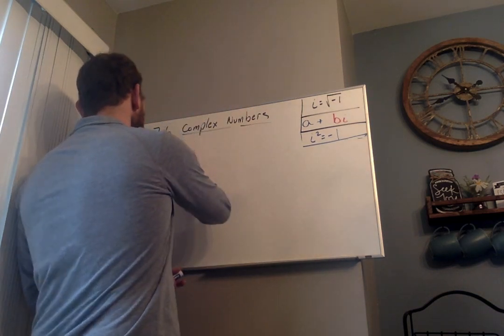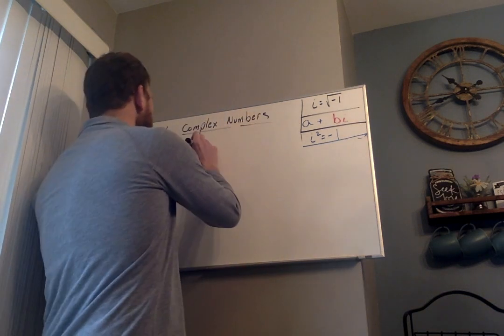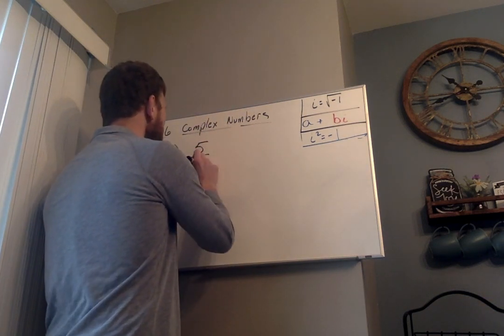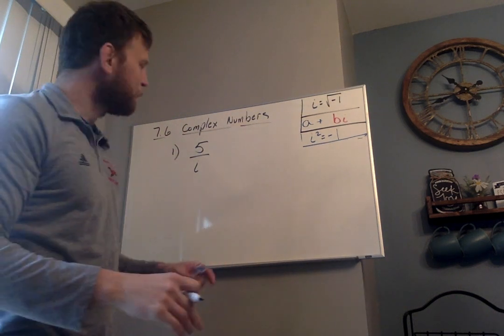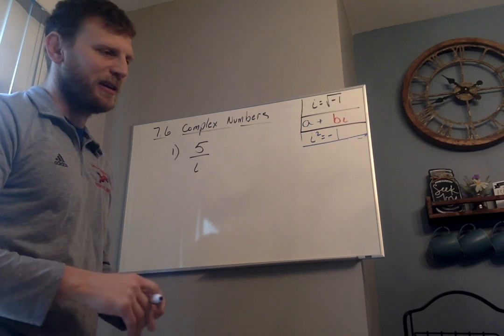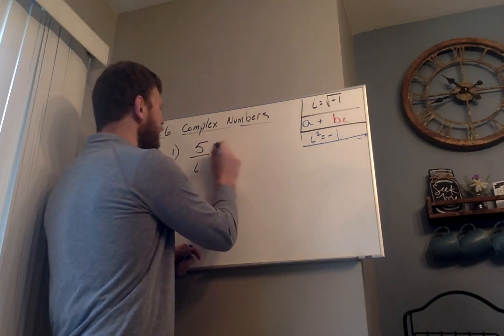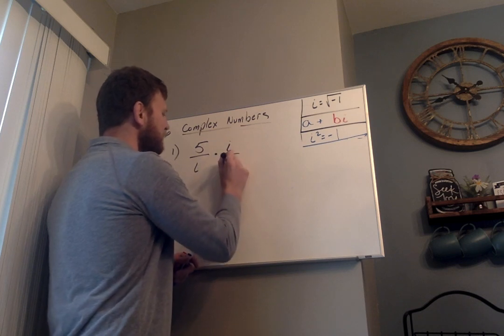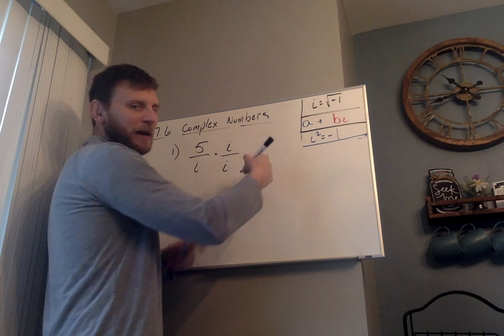So let's look at number 1 here. Number 1 says 5 divided by i. And just like radicals, we don't like this i in the denominator, so we have to rationalize it. So basically, it just means I'm going to multiply the bottom by i. So if I multiply the bottom by i, I'm going to multiply the top by i. So I'm just multiplying by i over i.